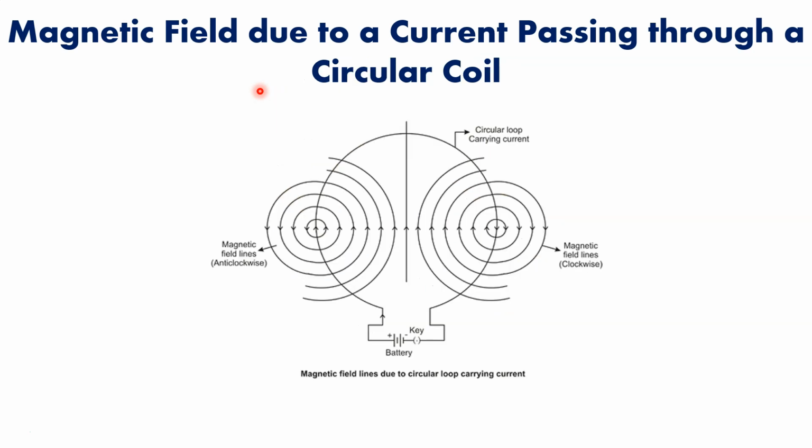For a circular coil, it's a little bit different. If we see here, this circular coil is the conductor that's carrying current. On the left side to the observer, as you can see, the field lines are going in an anti-clockwise direction. But on the right side of the observer, they're going in a clockwise direction. And in the center, they're almost parallel. So that's how the circular coil magnetic field lines move.